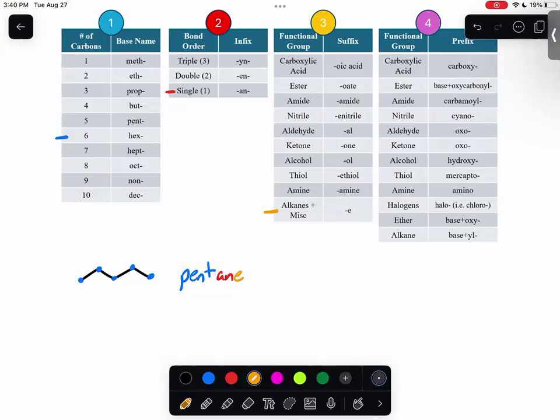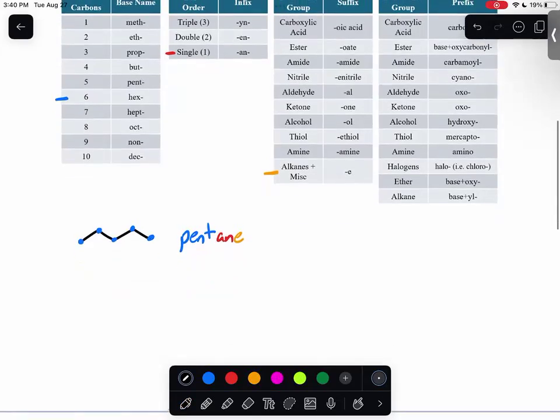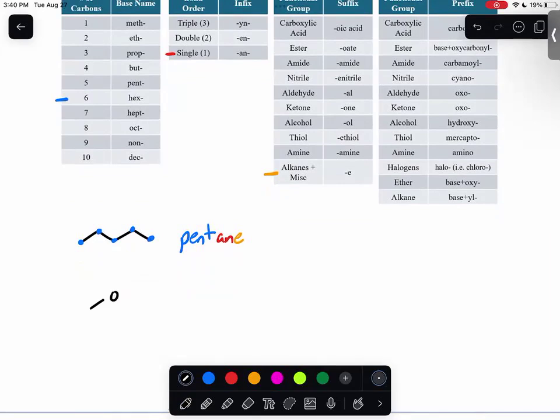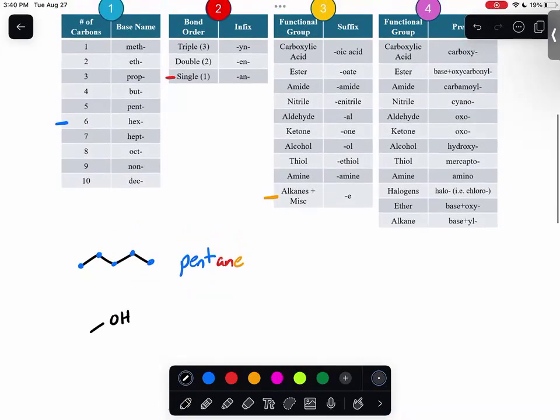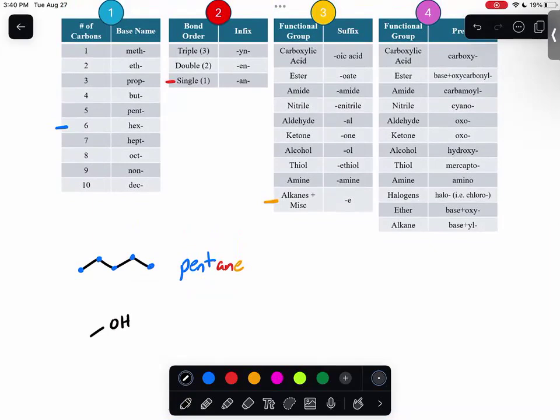We can mix things up just a little bit. So let's try something a little more difficult that now has a functional group involved. So for this one, we still start out in the exact same method, right? We're looking at what is the base name? How many carbons do we see? And for this one, there's actually only a single carbon right there. And we see that the base name for one carbon is meth. So there we go. We've got meth.